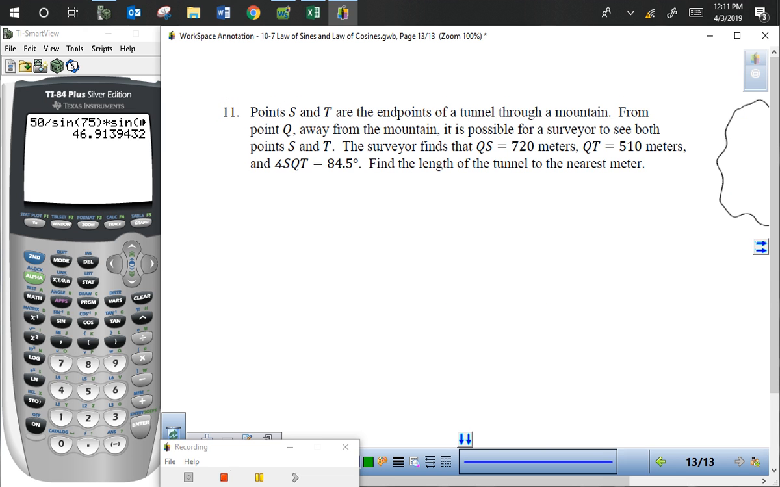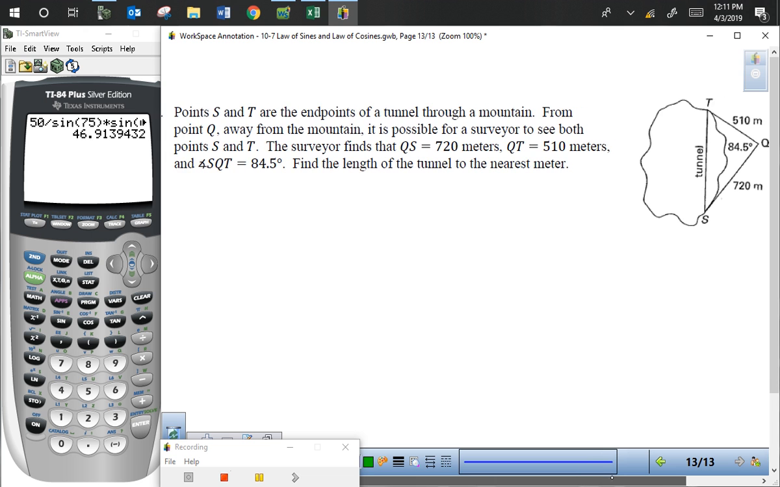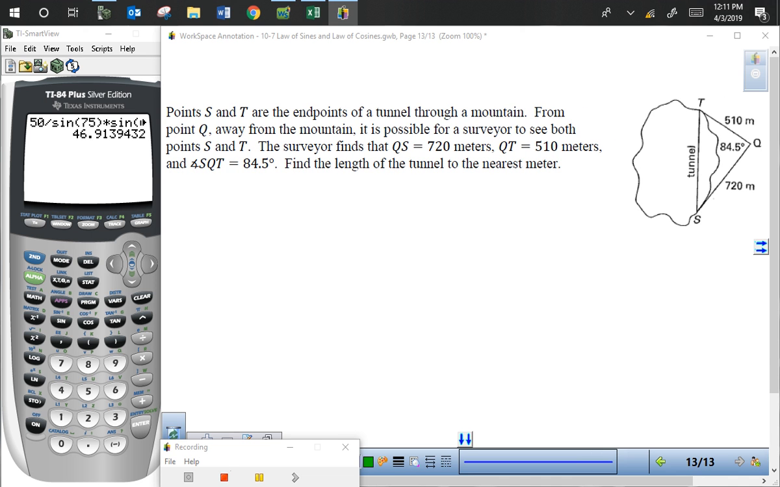Last problem here, we've got a drawing. Says points S and T are the endpoints of a tunnel through a mountain. So here's our tunnel going through this mountain by this little squiggly thing. Says from point Q away from the mountain, it's possible for a surveyor to see both points S and T. So our surveyor is over here. They find that QS is 720 meters and QT is 510 meters. Then the angle SQT is 84.5. Remember that means Q in the middle gets to be 84.5.